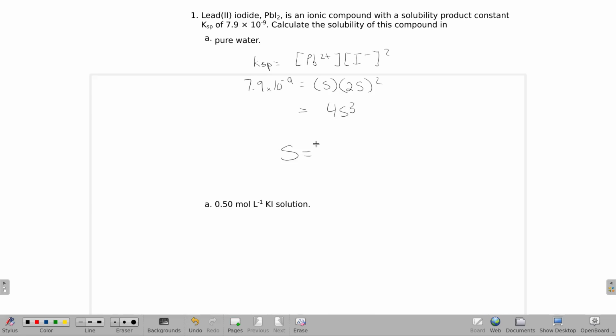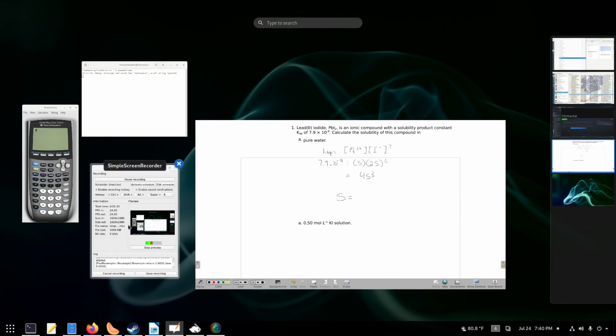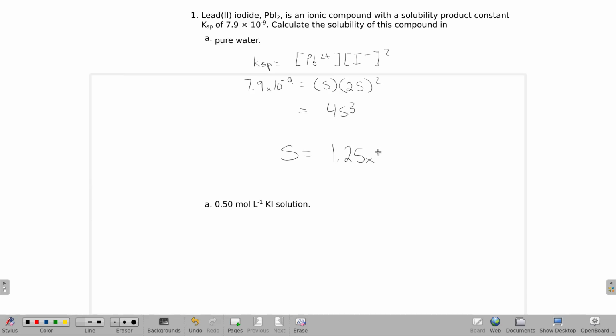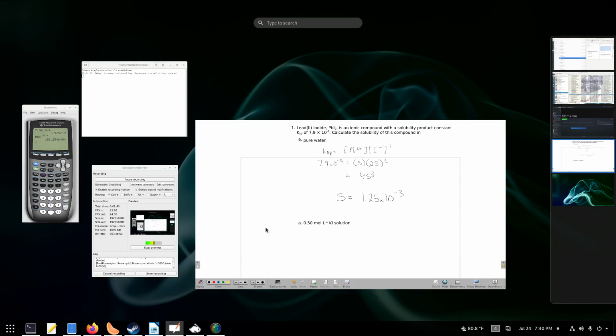So our S is, let's see, 7.9 times 10 to the negative ninth divided by 4, and then take the cube root of it. And I end up with S of 1.25 times 10 to the negative third. Was that negative third? Yeah.